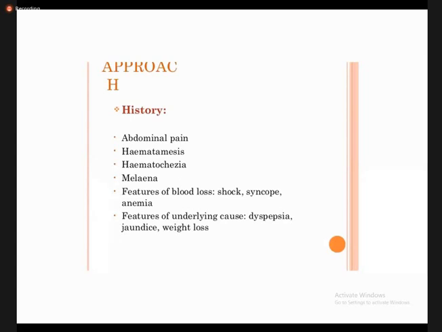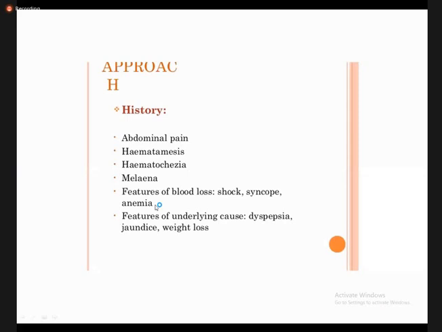So how do we approach the patient? First of all, the history again. The history is very important. First of all, determine what the patient actually has. The patient has hematemesis, hematochezia, melena. What are the associated features, and are there features of blood loss like shock, syncope?